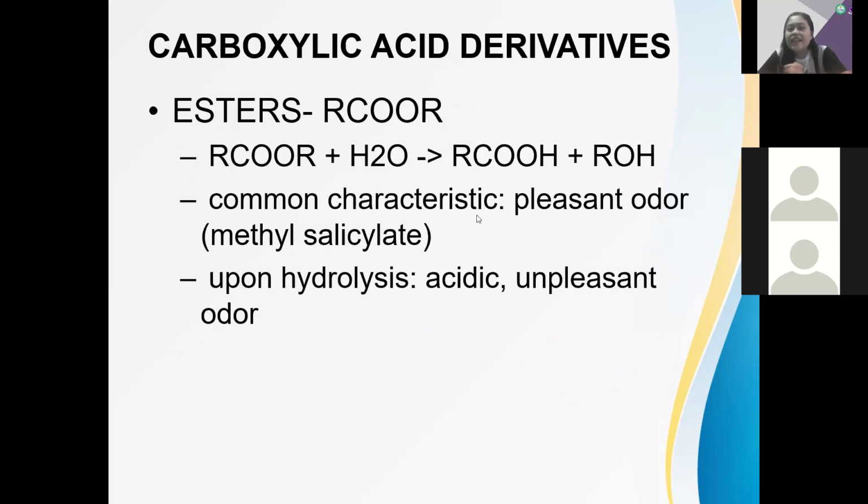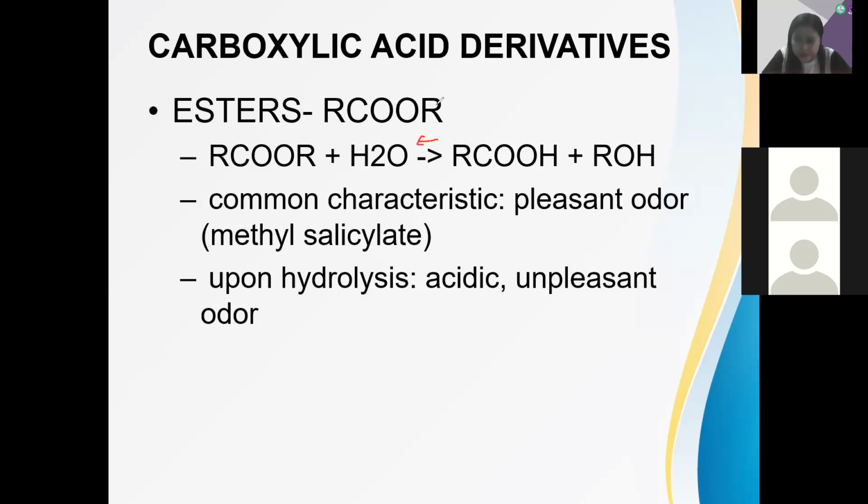And lastly, these are the carboxylic acid derivatives class. They are still under the carbonyl functional group because they contain C double bond O, but they are produced from carboxylic acid. So just like esters, our general formula for esters is RC double bond O OR. So how are we going to produce this ester?